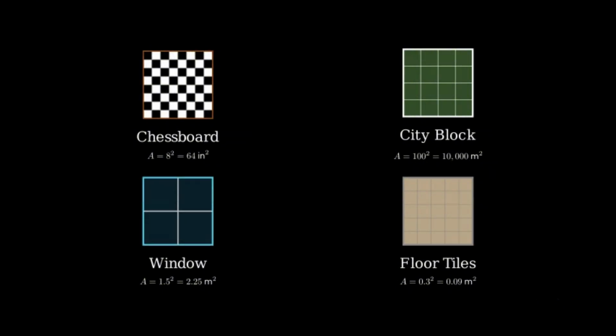Notice how, despite their different sizes, we use the same formula to find the area of each square. For all of these examples, we follow the same pattern. Take the side length, multiply it by itself, and we get the area. The chessboard with 8-inch sides has an area of 64 square inches. The city block measures 10,000 square meters. The window is 2.25 square meters, and each floor tile covers 0.09 square meters.